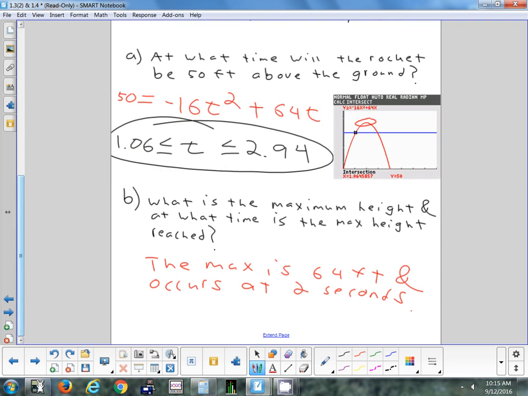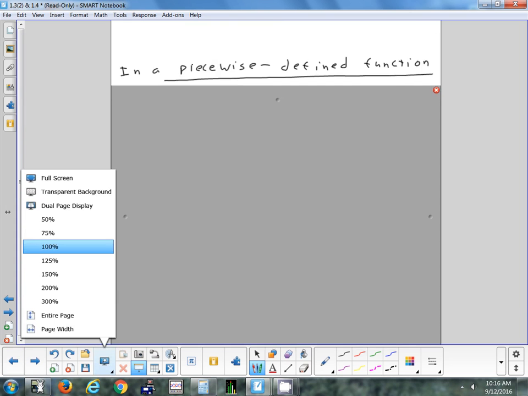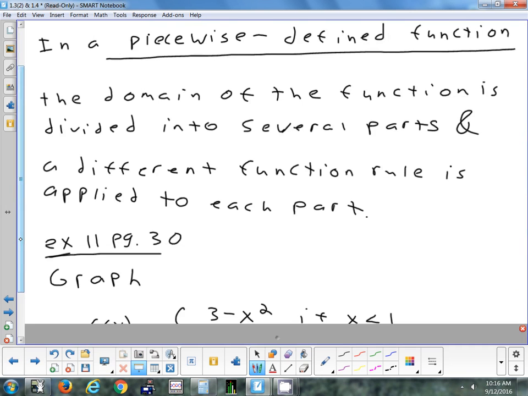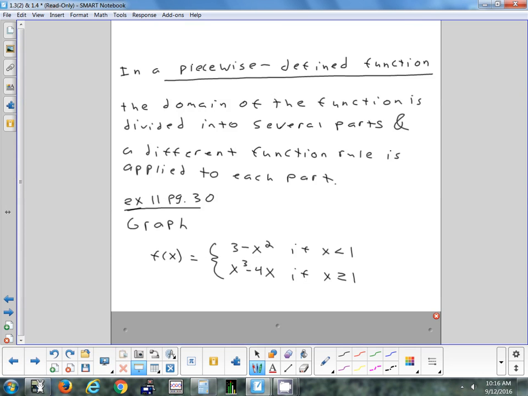Okay, any other questions on that? All right, so last thing in section 1.3 is called a piecewise defined function. And basically what a piecewise defined function is, they take the function and they divide it into several parts. And the formula that you use to calculate y depends on what x is. Okay, so the easiest way is just to show you this example.